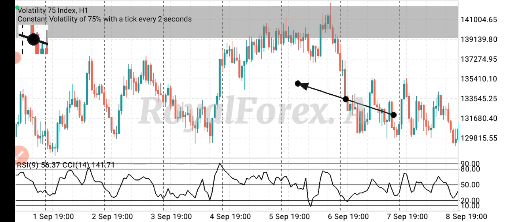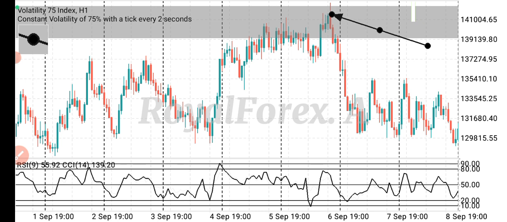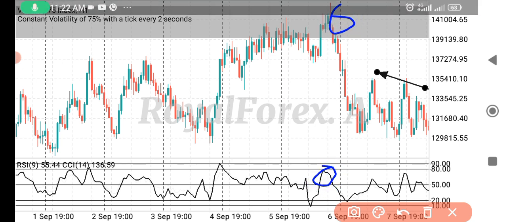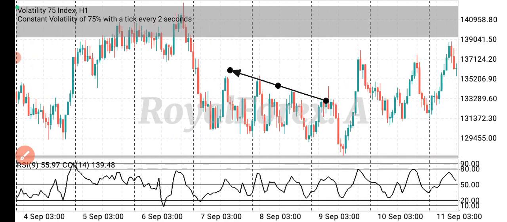Here price pulled back to our level of resistance, and when price was in this zone, look at what happened. We have this bearish engulfing candle which gave us a reversal signal. Knowing that we are in a resistance, we are looking for an opportunity to sell. At the same time, you can see that our commodity channel index is at that level of 80, and then we have our stop loss above that level.